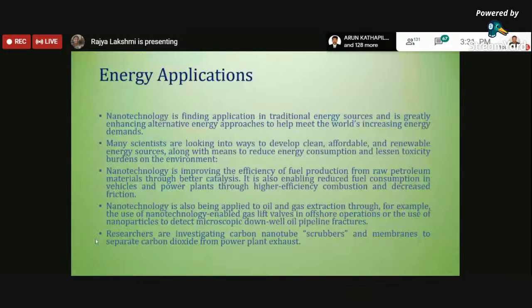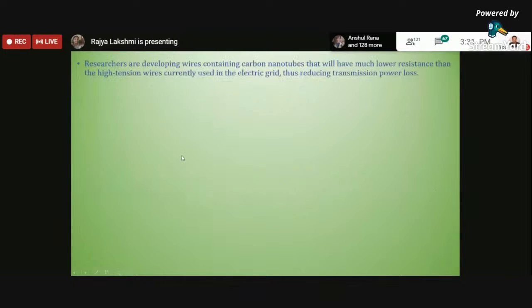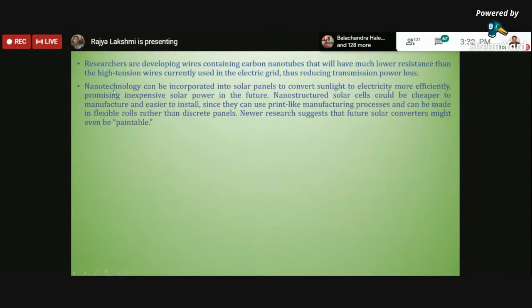So now nanotechnology is being adopted even for energy applications, especially in manufacturing batteries, which will store energy, and also for vehicles, in reducing fuel consumption, and also for power plants through higher efficiency combustion and decreased friction. And people are trying to develop wires containing carbon nanotubes that will have much lower resistance than high tension wires, which will help to reduce the power loss, especially during transmission. And nanotechnology is even incorporated in solar panels.